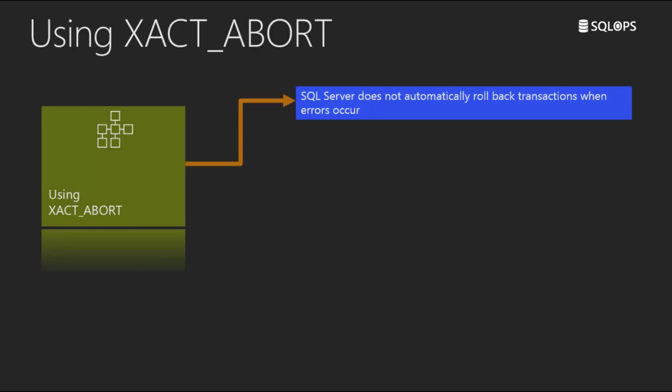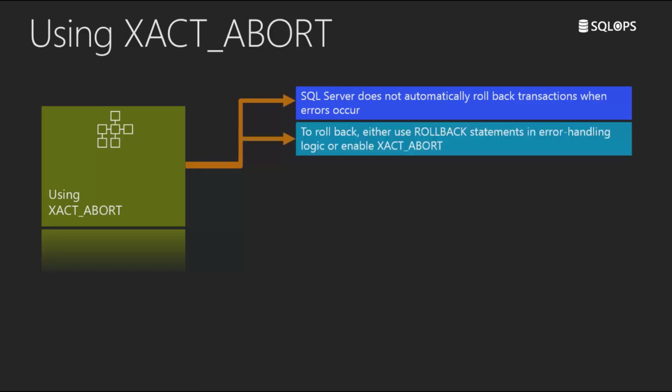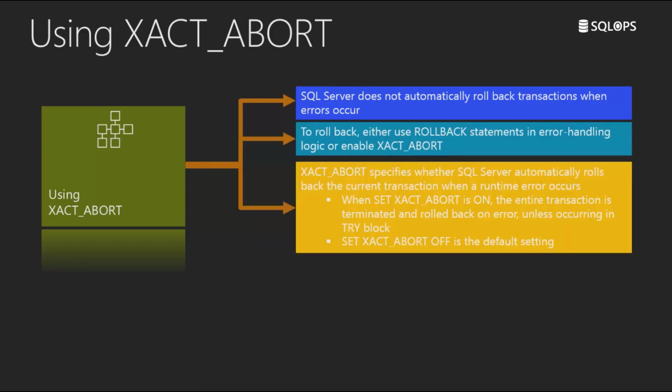As you have seen, SQL Server does not automatically roll back transactions when an error occurs. In this module, most of the discussion about controlling transactions has assumed the use of try-catch blocks to perform the logic and either commit or roll back a transaction. For situations in which you're not using the try-catch blocks, another option exists for automatically rolling back a transaction when an error occurs. To roll back a statement, you can either use the rollback statement in error handling logic or enable XACT_ABORT. The XACT_ABORT setting can be used to specify whether SQL Server rolls back the current transaction when a runtime error occurs during the execution of T-SQL code.